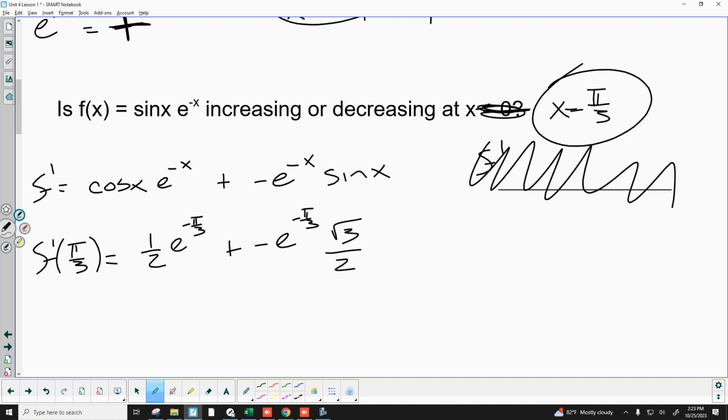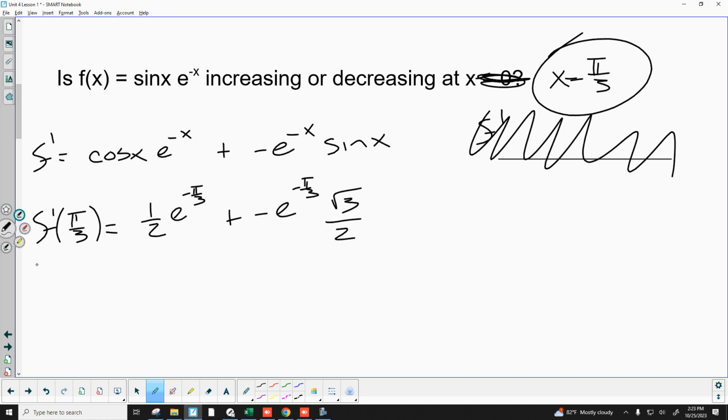Hopefully we get here, but then a lot of students are like, I have no idea whether this is positive or negative. But this is where the thing that I told you you will be doing every single time will help you. What did I tell you you're going to be doing every single time from here on out? Factor out the e to the power and know that it's positive. e to the power can never be negative.